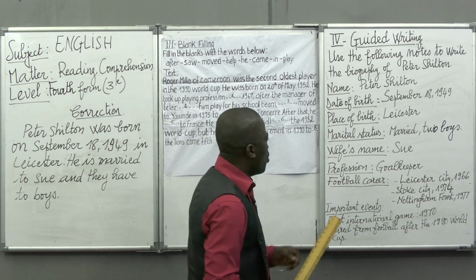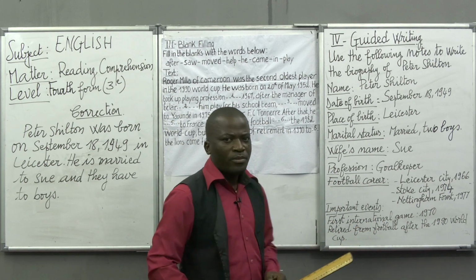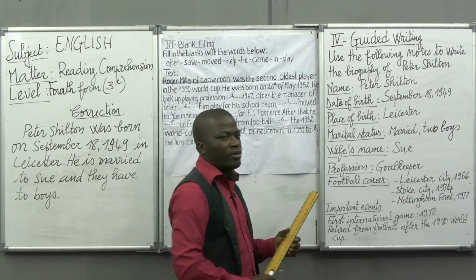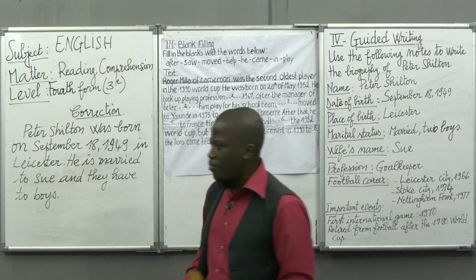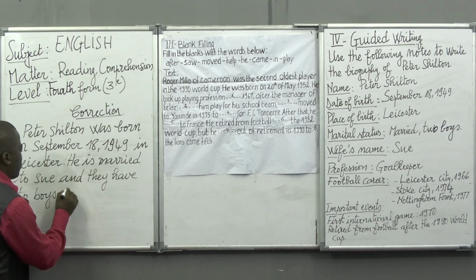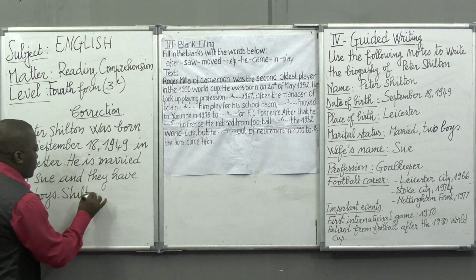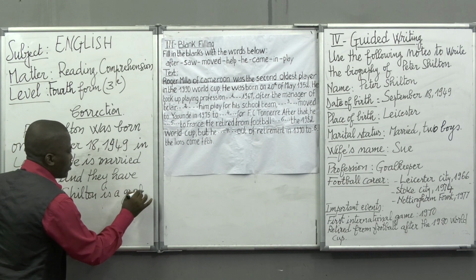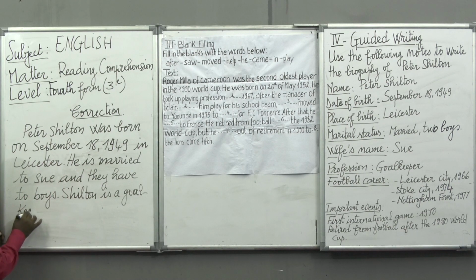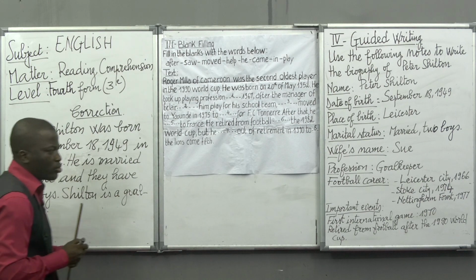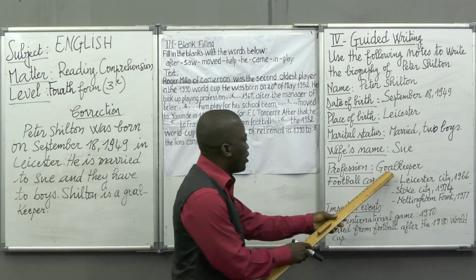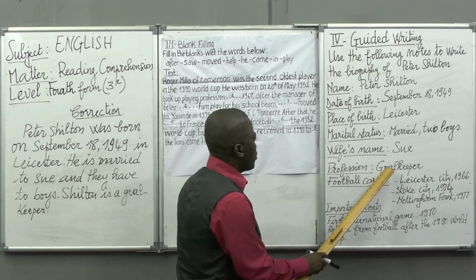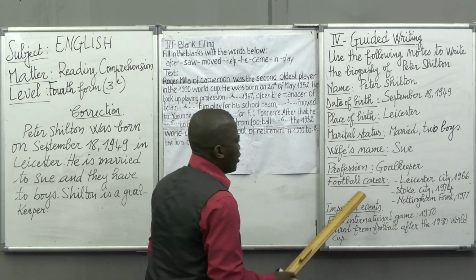Now, profession. What is Peter Shilton? What is his profession? Goalkeeper. Then we say he is a goalkeeper, or Shilton is a goalkeeper. That's good, class. Shilton is a goalkeeper. Here we are, profession, goalkeeper. Good. Football career now.